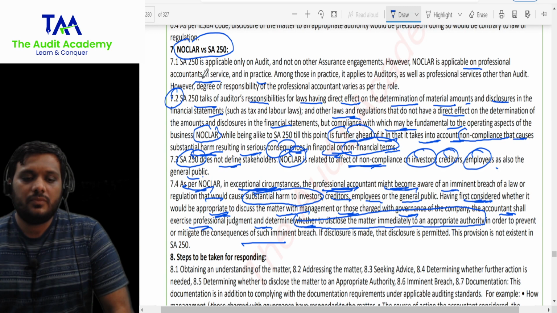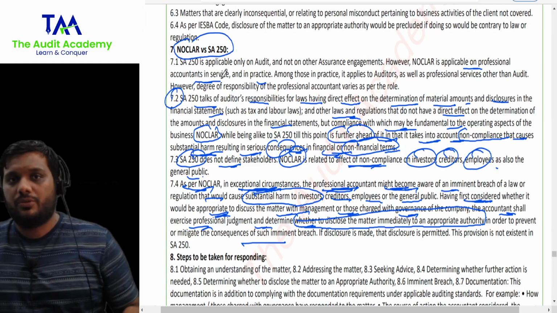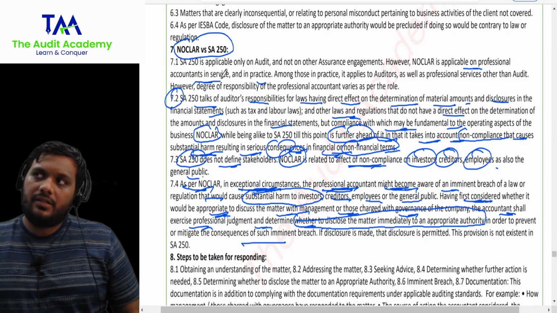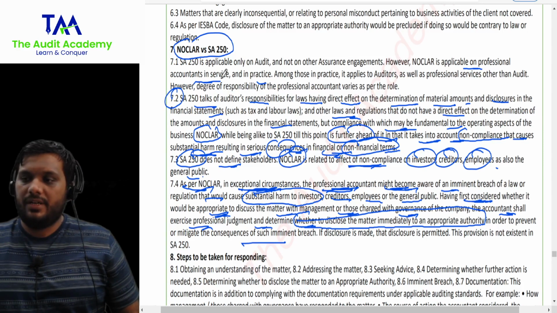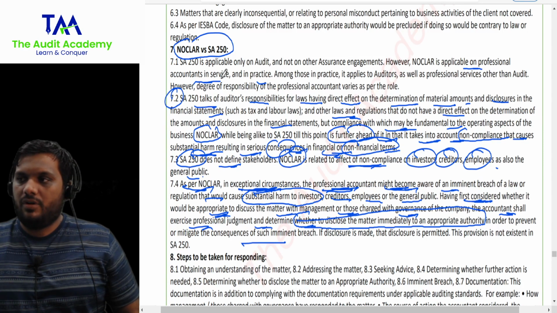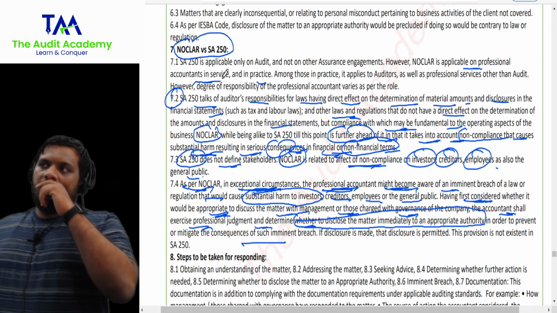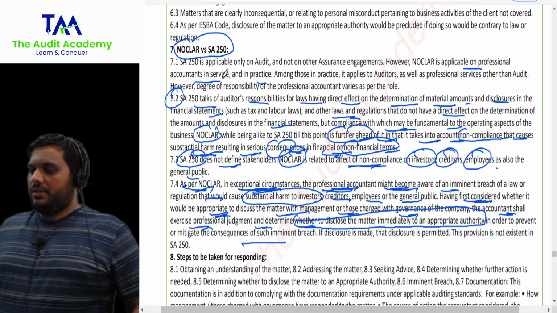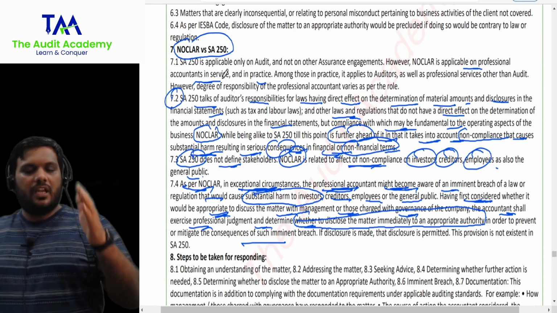Boss, you have to exercise your professional judgment. NOCLAR allows you to do that. And you have to think that, oh my God, if I keep on discussing this particular point with management and those charged with governance, what if they finish off all the evidence trail, what if they wipe off everything, and what if they don't stop non-compliance with laws and regulations? Let me straight away go to the respective authority and let me have a word with them.